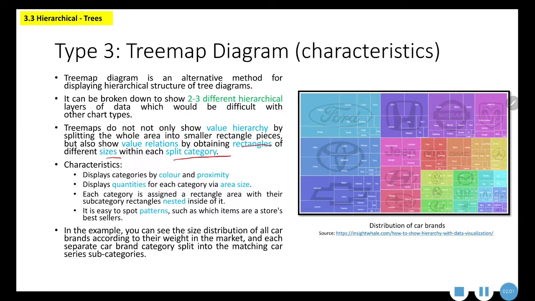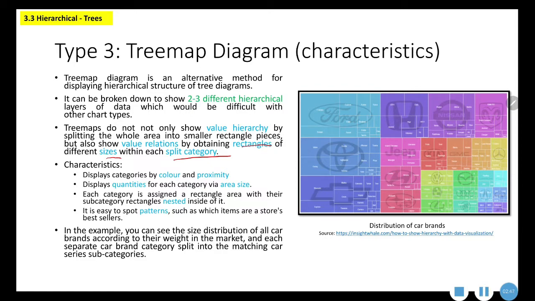Tree map diagrams make it easy to spot patterns, such as which items are a store's bestsellers. So can you guess which brand is the bestseller in this diagram? Okay, I would say Ford, Toyota, and Chevrolet are the 3 top most selling brands in this store. And we can identify from each brand which model is the most popular.